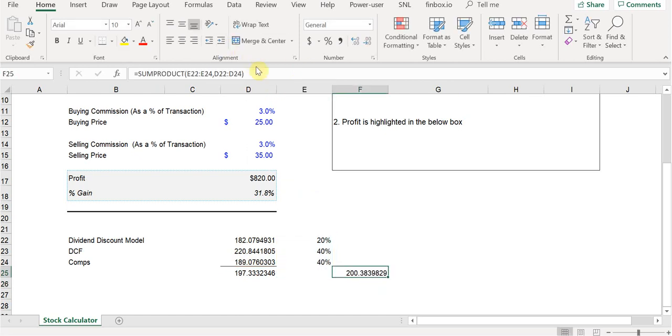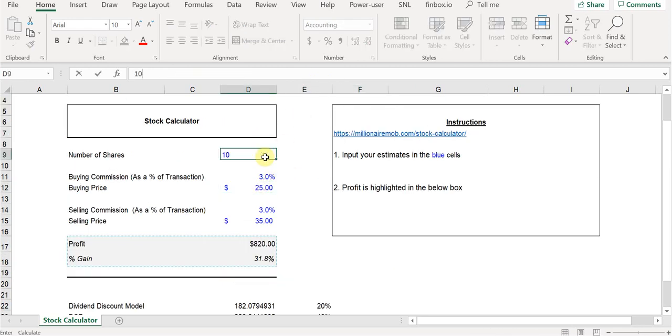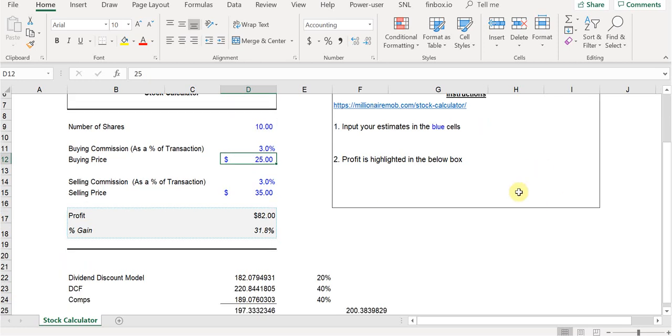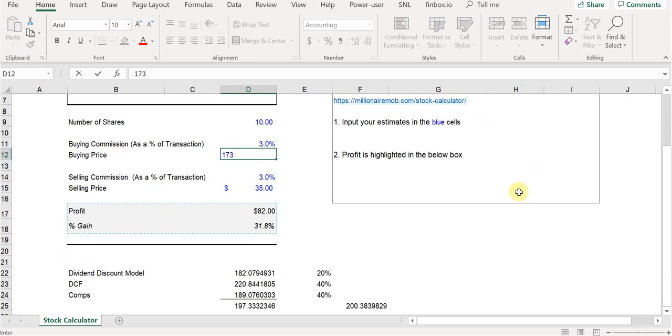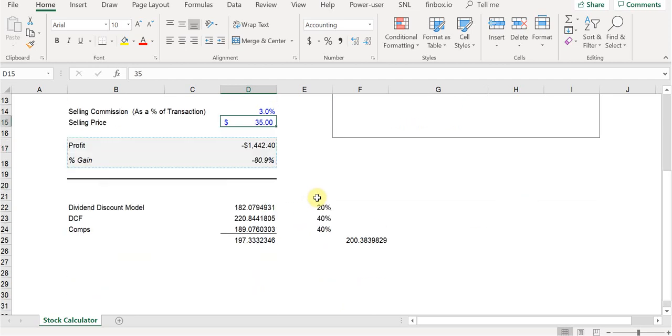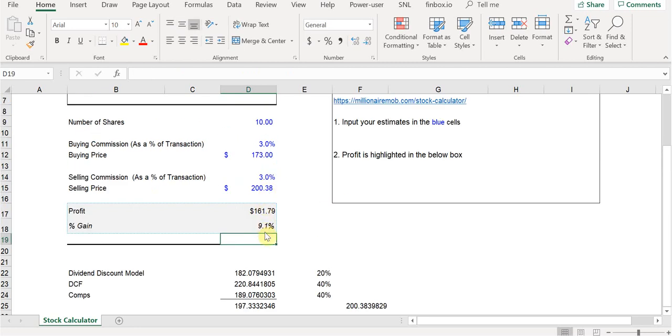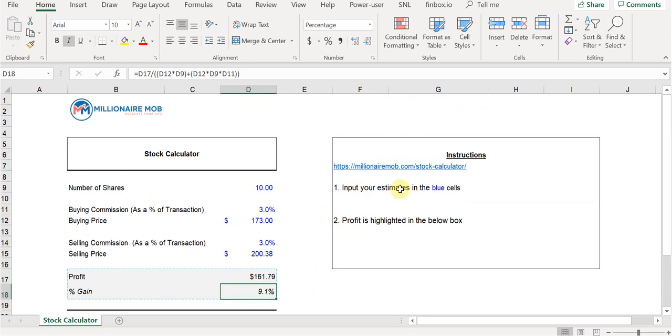So 200 if you weighted this all out on a weighted average basis. So right now, if you bought 10 shares of Apple at $173, back in the day, you'd have to pay commissions based off your total transaction. I mean, people probably do that now on the institutional level, but retail investors probably don't have to do that. If you use our stock calculator, it's pretty simple.